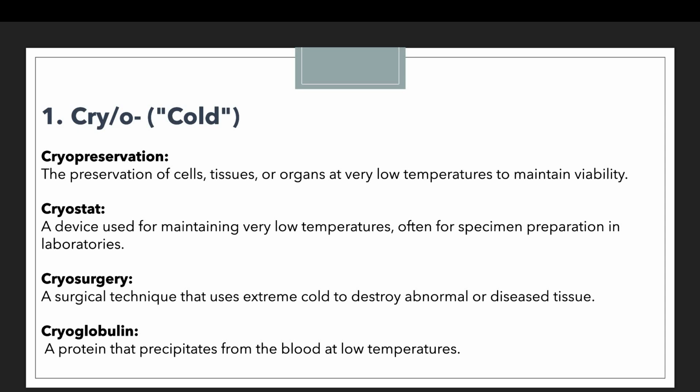So when a protein precipitates from the blood at low temperature, this type of thing we can denote with the help of cryoglobulin, where cryo is a prefix to showcase something as cold. Got it? Fine. So this is all regarding the cryo prefix that is used to showcase something as cold. Now we will move to another prefix.